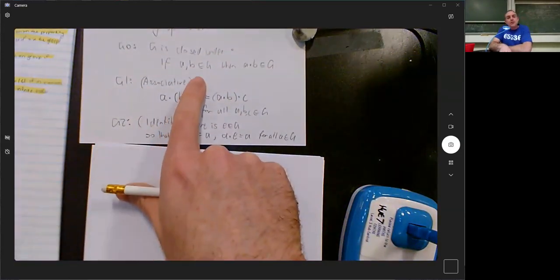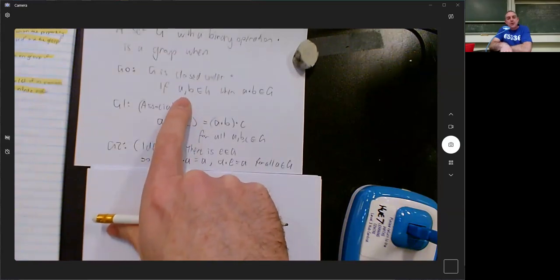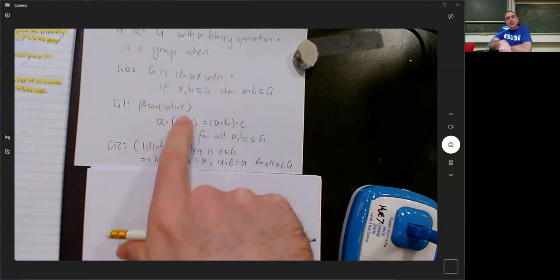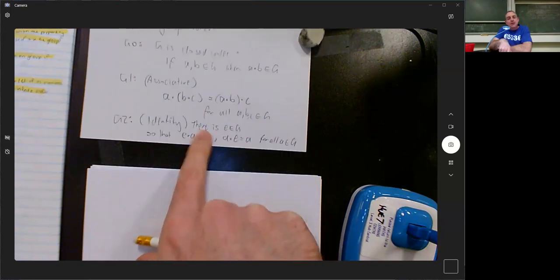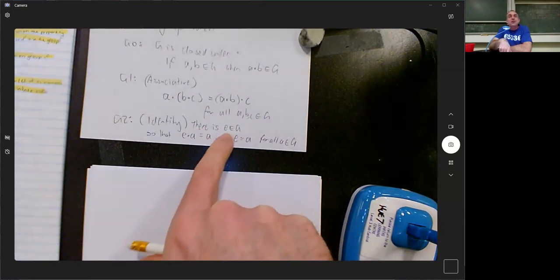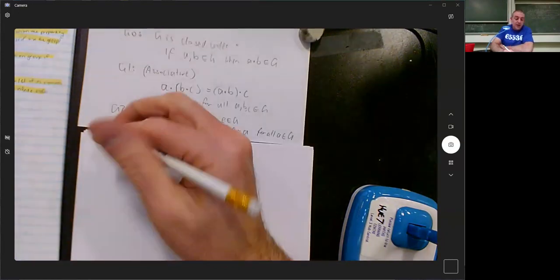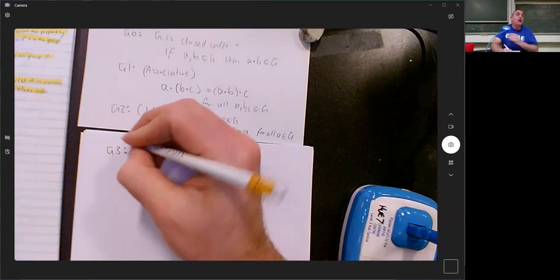So these ones require, these ones are things that happen no matter what A, B, and C are, and this one is specifying the existence of a particular kind of element. And that's called the identity. And you said the other one was inverses, Isabel.